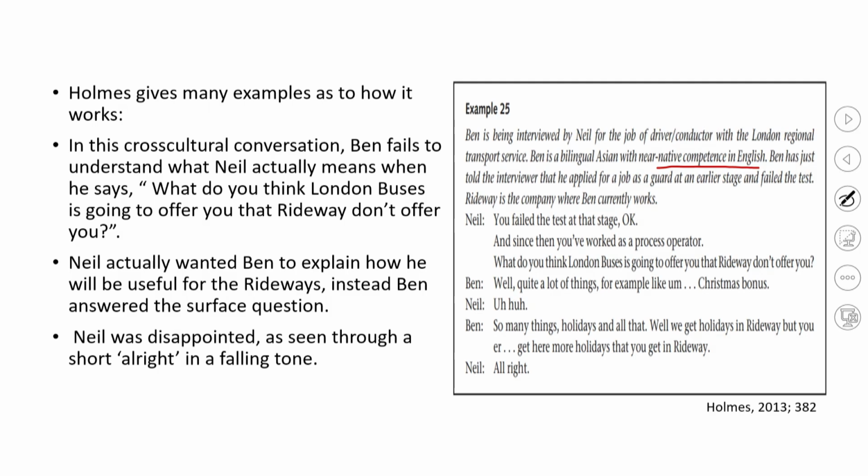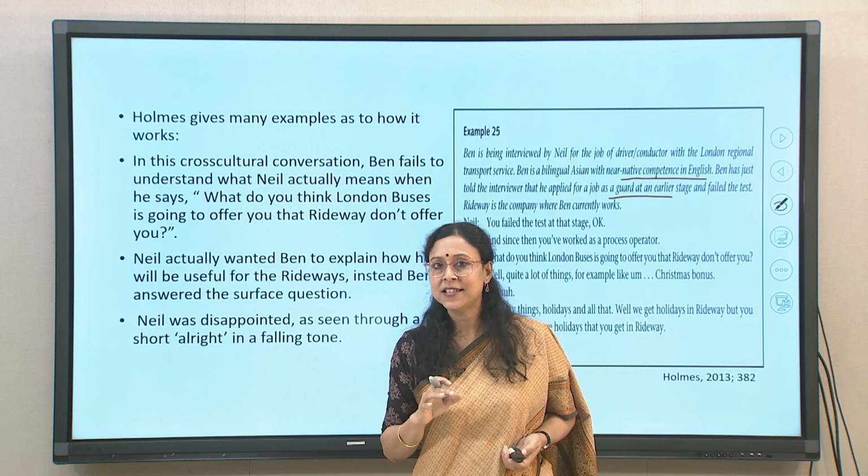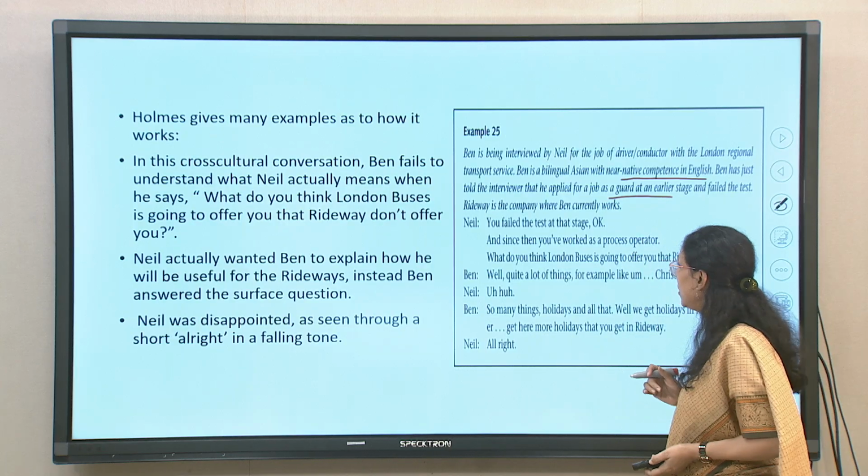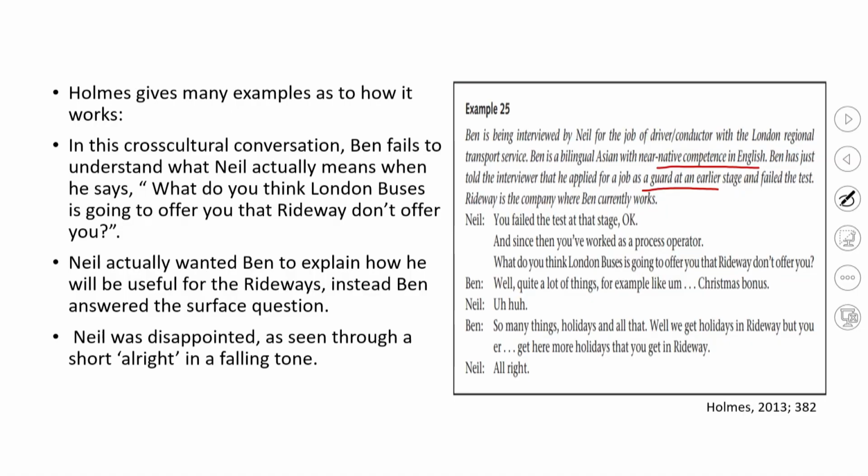Ben has just told the interviewer that he applied for a job as a guard at an earlier stage and failed the test. He is looking for a job at the London Regional Transport Service, and he right now works in a different company called Rideways, and he was an applicant for a different post in the same company before, where he failed the test. This is the background, and now the conversation goes like this. So, Neil says, you failed the test at that stage, okay.